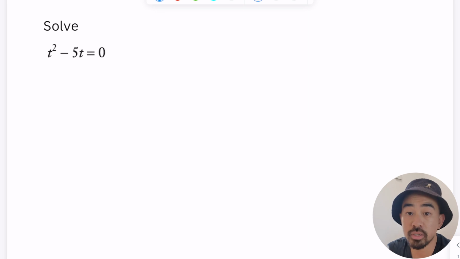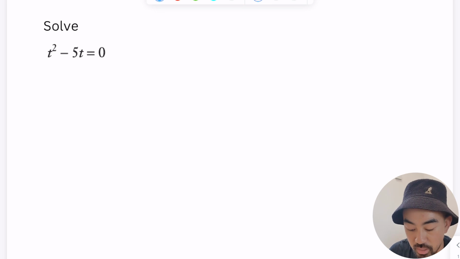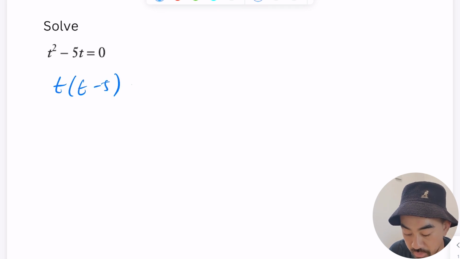The first thing you want to do is make sure one side is equal to 0 when you solve these things, because when you factorize it, we can use the fact that anything times 0 is 0, and therefore it's easier to solve. In this case, one side is already equal to 0. So the next step would be to factorize, taking our common factors. So I've got t outside of (t minus 5) is equal to 0.